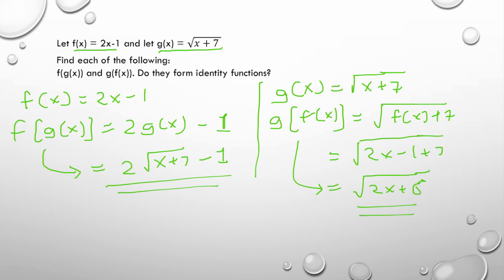Now, are they equal? No, they're not. This is 2 times the square root of x plus 7, minus 1, and the other one is completely different. So yes, we found out these two, and no, they do not form identity functions.